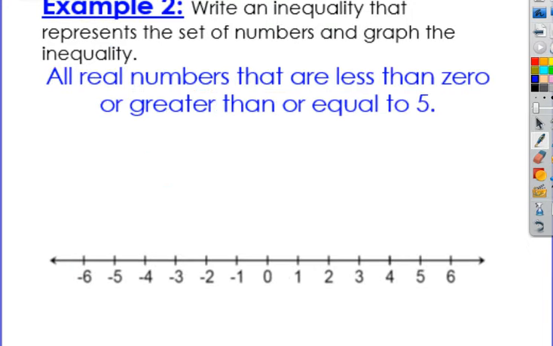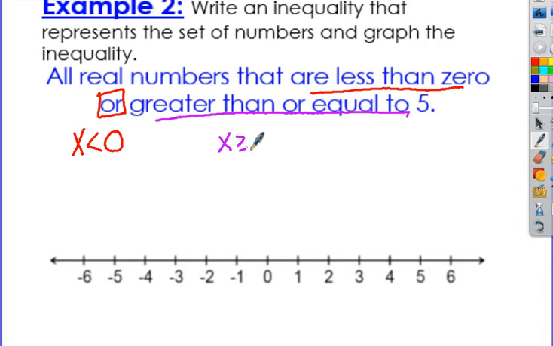Let's try it with another example. All real numbers that are less than 0. So let's start with that. X is less than 0. Okay. So, or, that'll be important later, greater than or equal to 5. So x is greater than or equal to 5. Well, let's graph each of those things. Open circle at 0, and it's going this way, because this is where everything's less than 0. Closed circle at 5, and it's going this way, because this is where everything's bigger than 5.